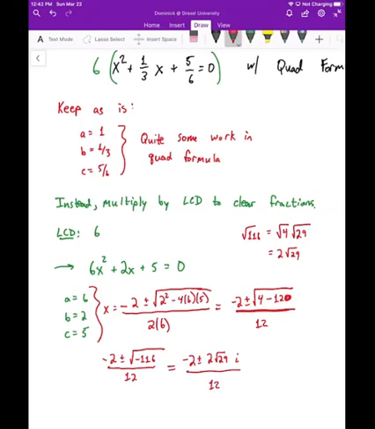Now, one last thing that we could do in this case, since we have a complex number and we can't add our imaginary and real parts, the last thing that we might do is divide everything by 2 and say that we have a -1 plus or minus square root of 29 i over 6. So in this case, we get 2 complex solutions.